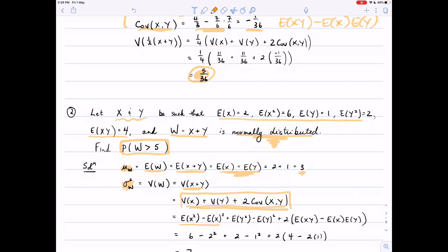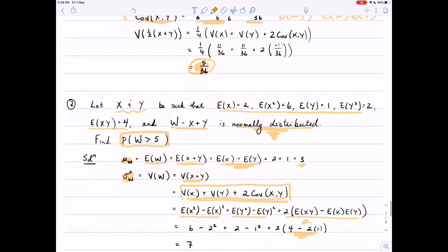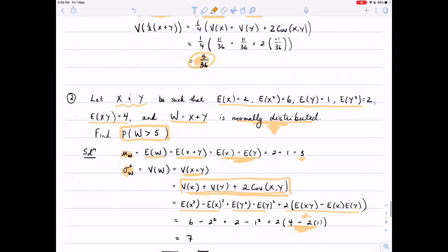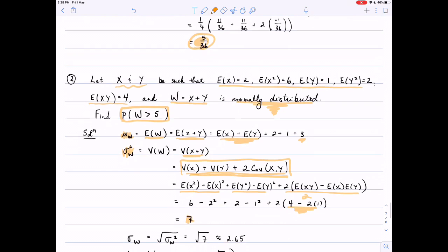So if we calculate all of these, the variance is E of X squared minus E of X all squared, variance of Y, E of Y squared minus E of Y all squared, plus 2 times the covariance, E of XY minus E of X times E of Y. Plugging in those values, here's the covariance. You see you get a value of 2, and so that value cannot be ignored. There is the variance, and so if we're looking for the standard deviation, we're looking for the square root of the variance, or root 7, which is approximately 2.65.